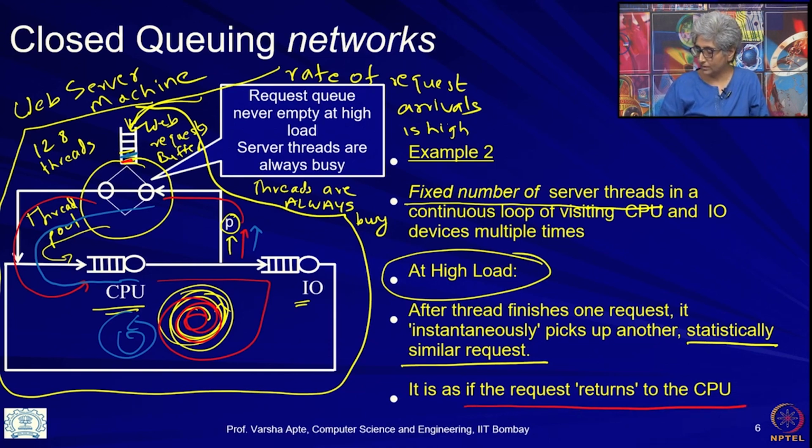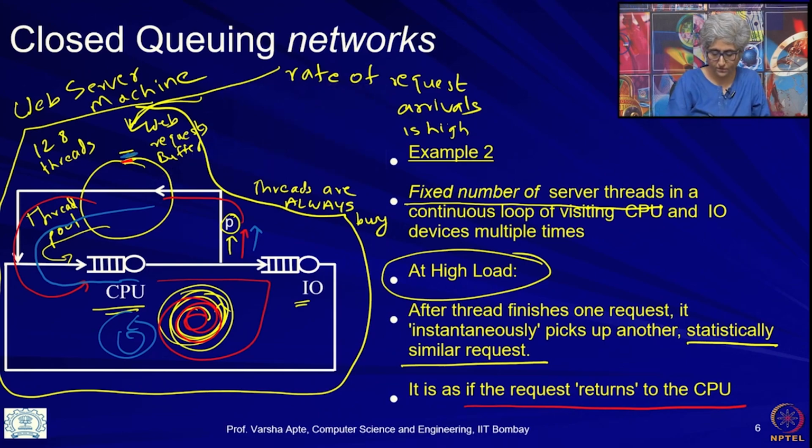So, this is what we assume. We actually remove the representation of that node of the thread pool queuing system, and we just think of this as a closed queuing network where these 128 threads are forever circulating between the CPU and IO, and even when the branch of probability P is taken of finishing, it just directly comes back into the CPU queue. Okay.